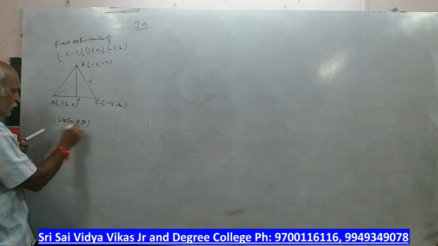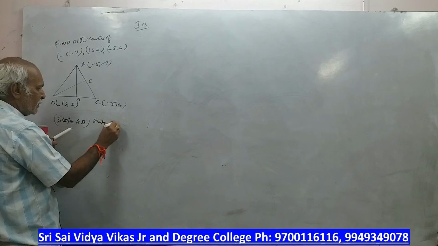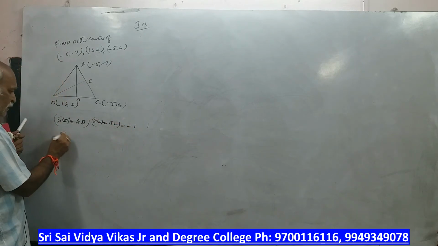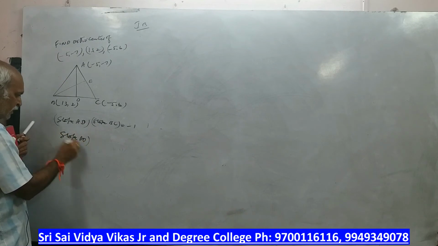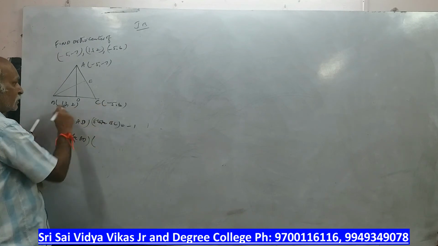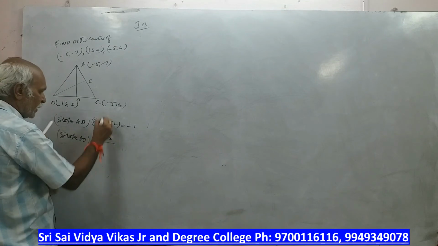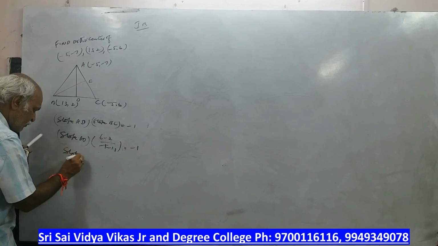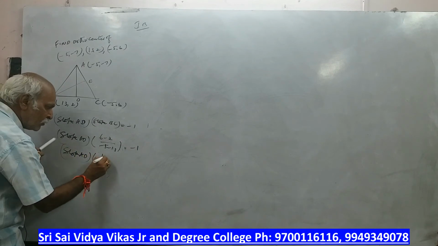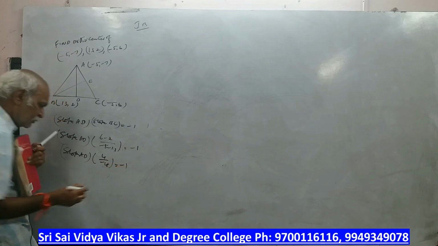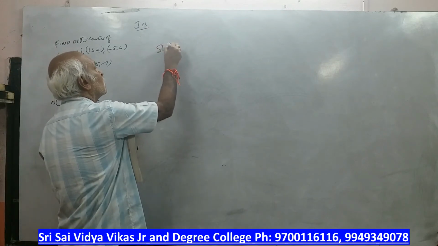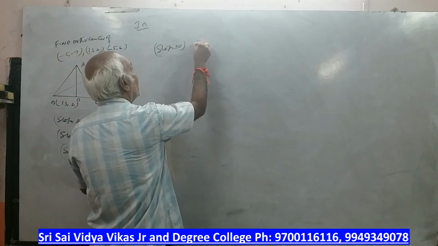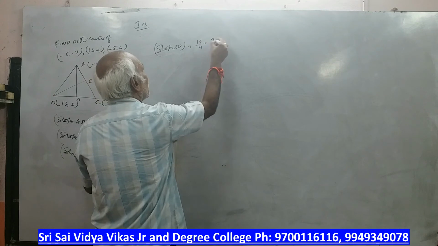So, slope of AD into slope of BC is equal to minus 1. Again, slope of AD. Observe here, slope of BC: 6 minus 2 by minus 5 minus 13 is equal to minus 1. Slope of AD into 4 by minus 18 is equal to minus 1. So, slope of AD is equal to, cross multiplication, 18 by 4, which is 9 by 2 m.